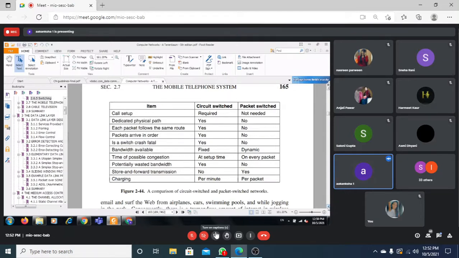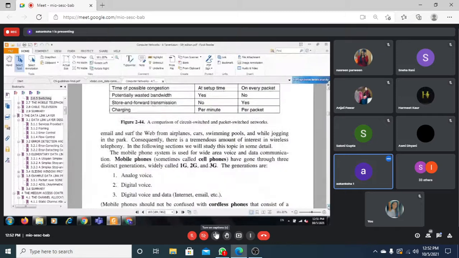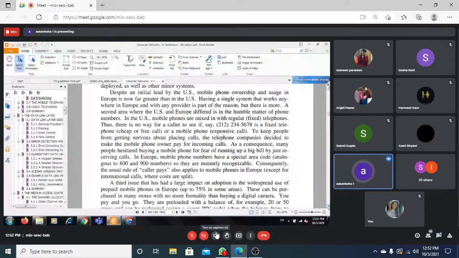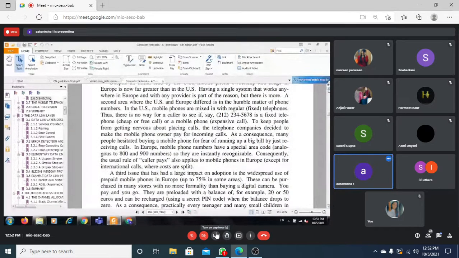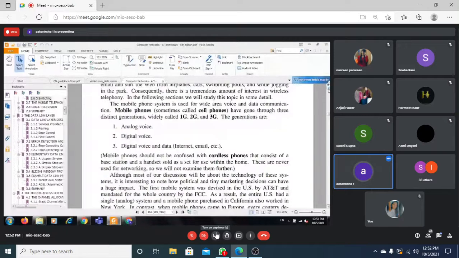Okay, so I think here we can stop now for this. That's all for switching. Okay, so let me move to another small topic, that is point-to-point protocol.